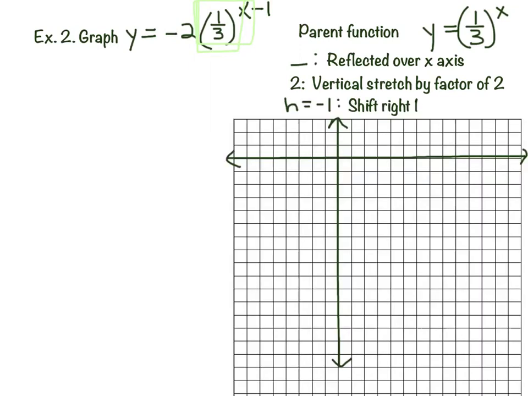Okay, so for this graph, I know that with my parent function, the asymptote is always at y equals 0. And this one has not shifted vertically at all, so our asymptote remains at y equals 0. The first thing you should do is draw that on there. Remember, once again, it's y equals 0. It has to be y equals, not just 0. So we've got that drawn on there. Let's make a table for the rest of the values.